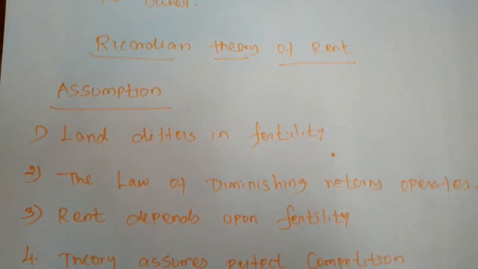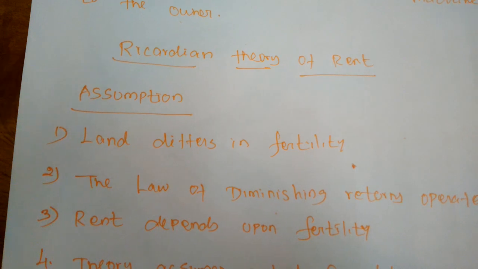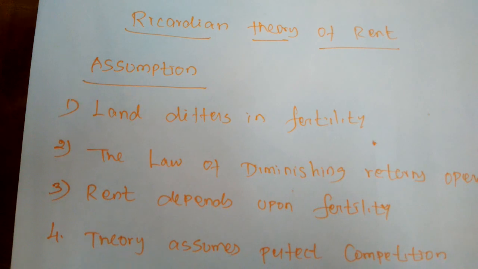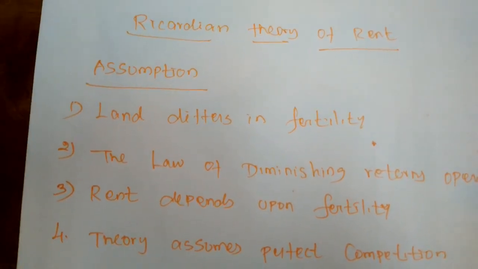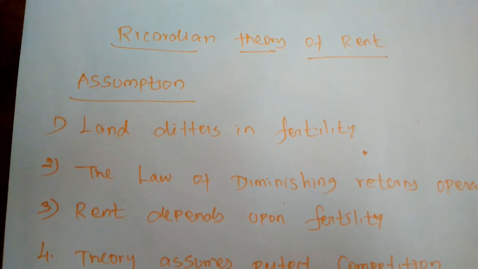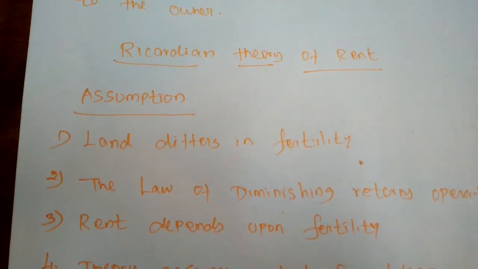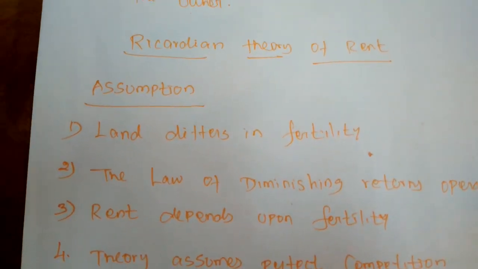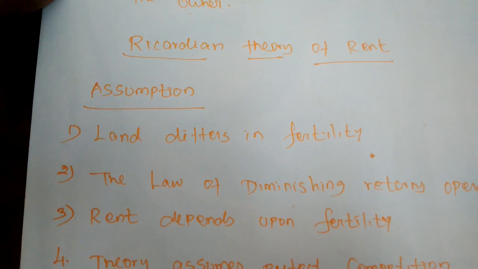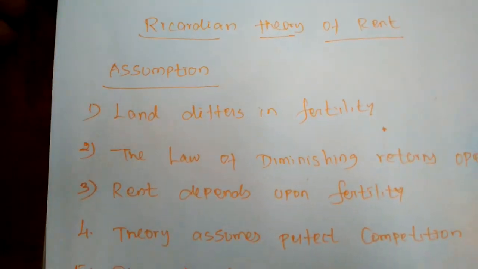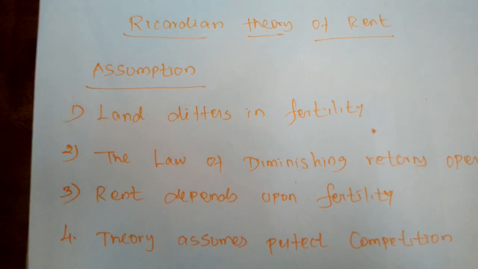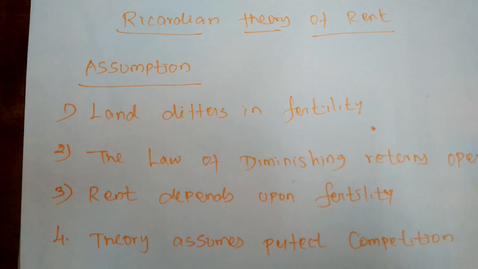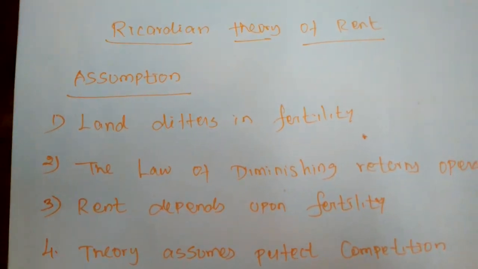When we are studying rent, some theories are there. The classical theory of rent is called the Ricardian theory of rent. David Ricardo explained the theory of rent. Ricardo is considered a classical economist, so the classical theory of rent is also called the Ricardian theory. According to Ricardo, rent is that portion of the produce of the earth which is paid to the landlord for the use of the original land and indestructible powers of the soil.